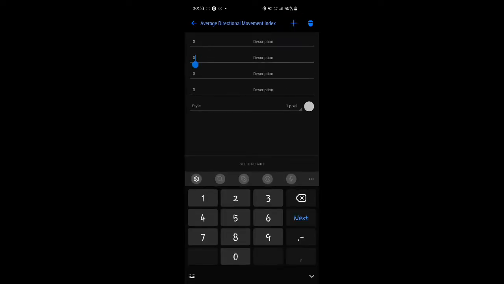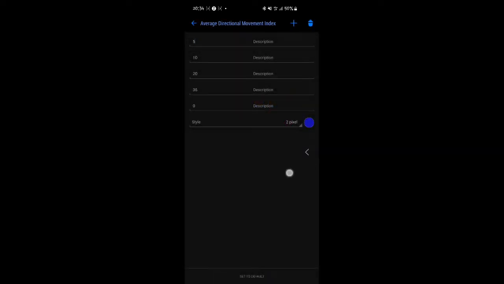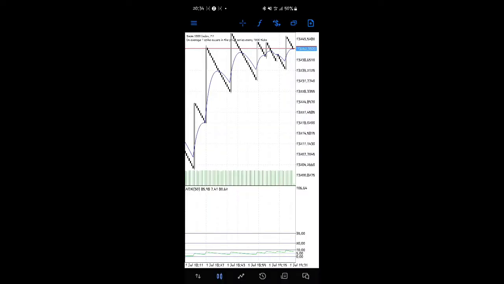And the levels we're going to use, sorry, levels 5, 10, 20 and 35. That's the level we're going to be using for this strategy on the average directional moving index. So the pixel is going to be pixel 2, and you can use any color of your choice, but I'm using a blue color. Click done.